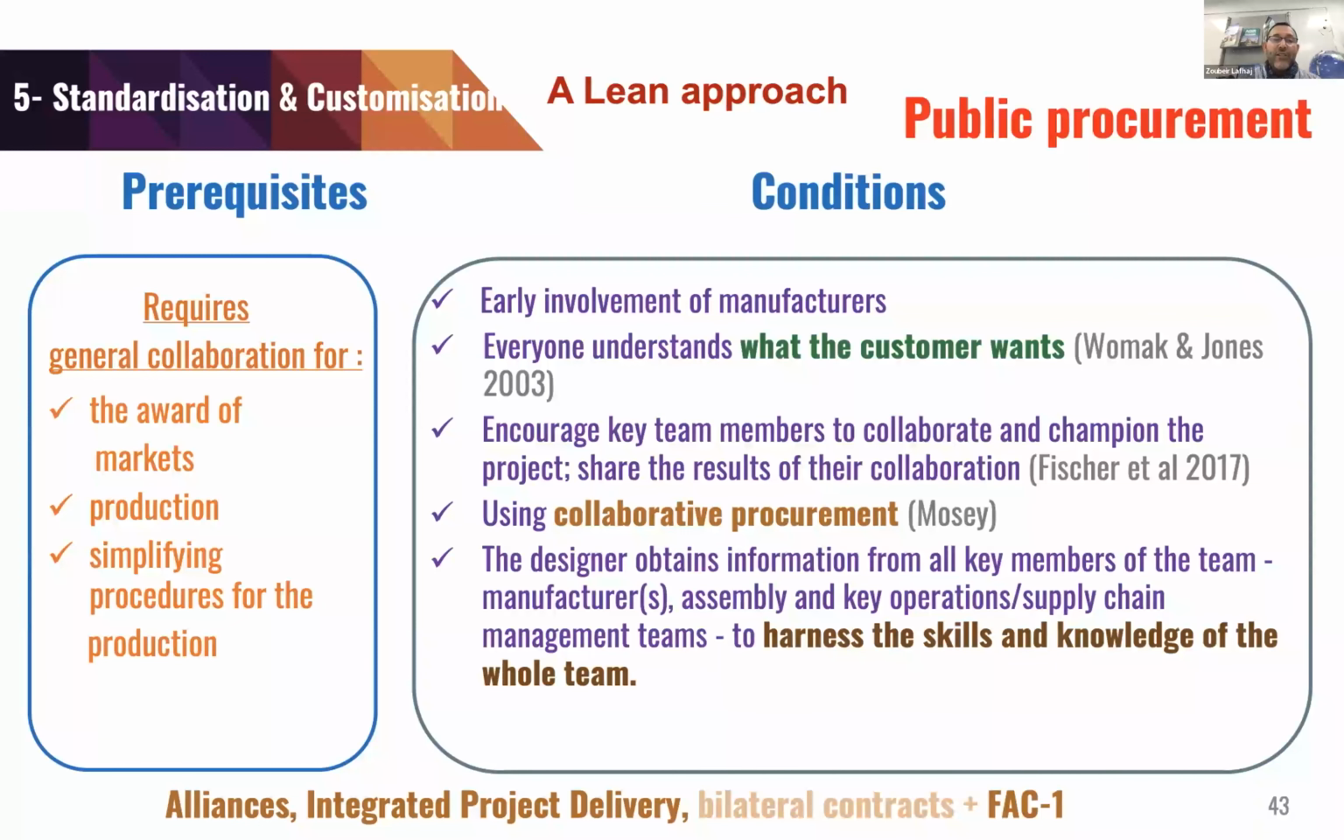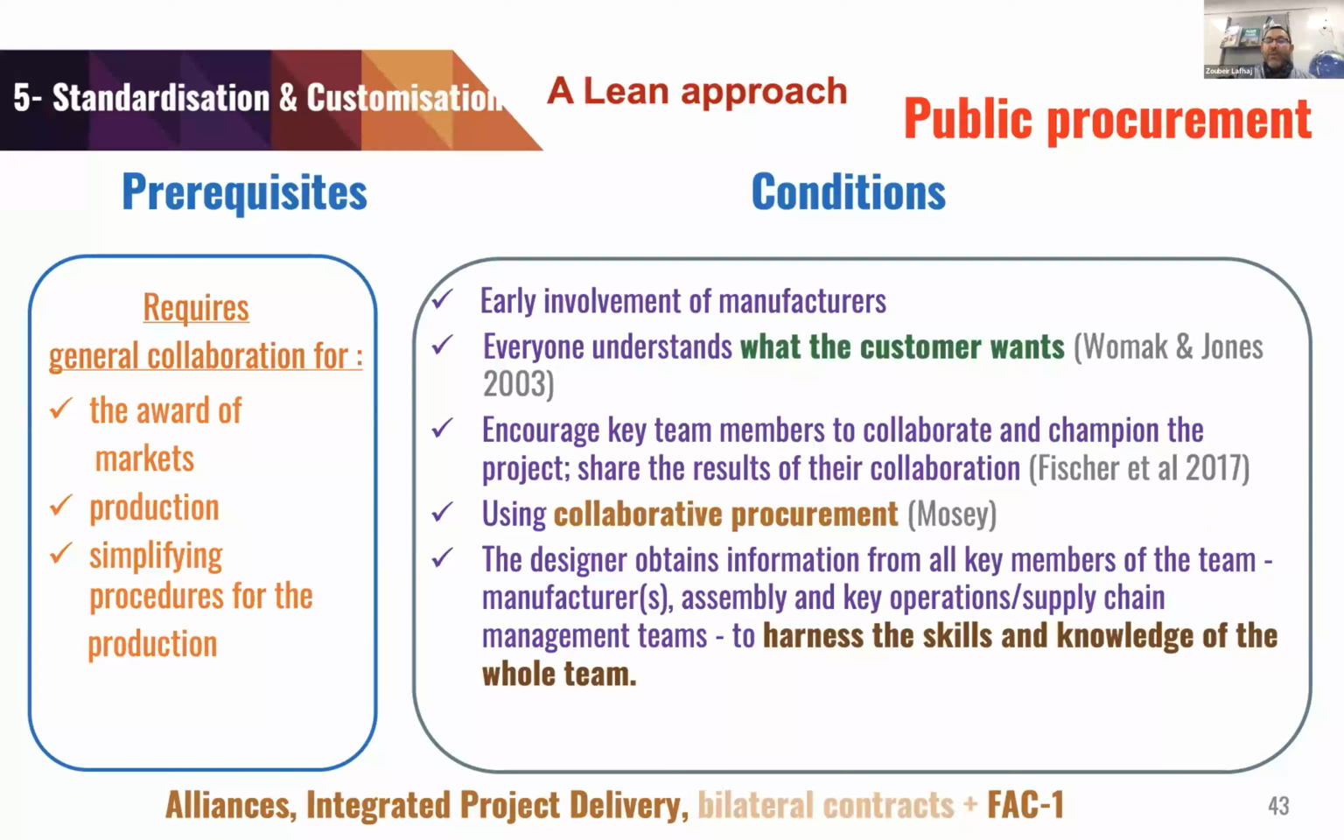Early conditions. We can see the prerequisites require general collaboration for the award of the market, for the production, for simplifying the procedure. There are a lot of smart contracts now, which can even be used in blockchain for that. So the condition is early involvement of the manufacturer, and everyone understands what the customer wants. The client is very important.